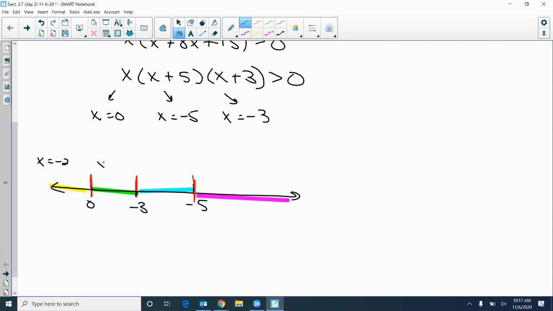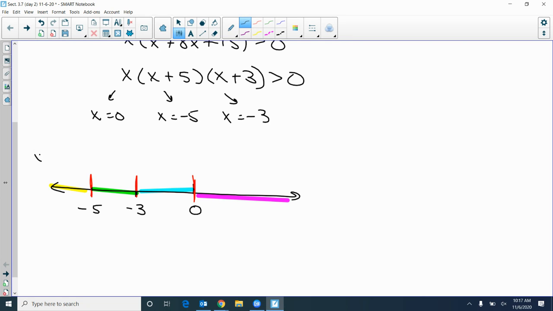I can't use 0. No, I can't use -2. Wait, well, I got that backwards. What am I doing? That was awful. All right, this is -5, this is -3, this is 0. There we go. That looks better.